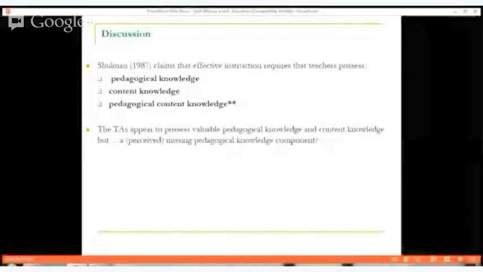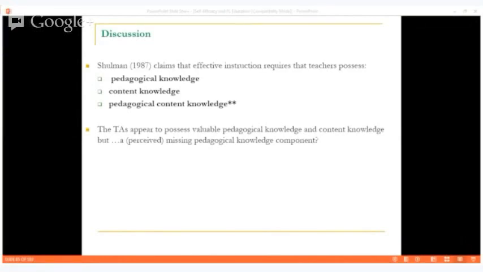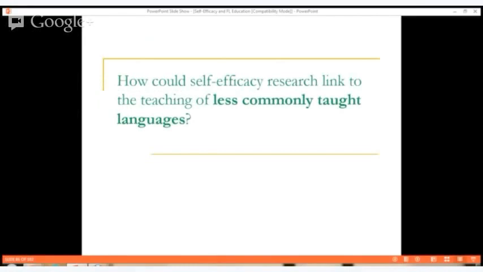But basically what we found in analyzing this a bit is that they had their pedagogical knowledge. They had their content knowledge, right? But what they were missing was this pedagogical content knowledge, so this joining of the two together. And they were missing a very valuable piece. Or they perceived that they were missing this valuable piece. So, just giving you a few examples.